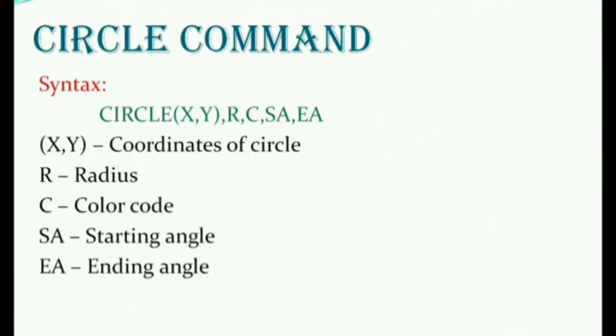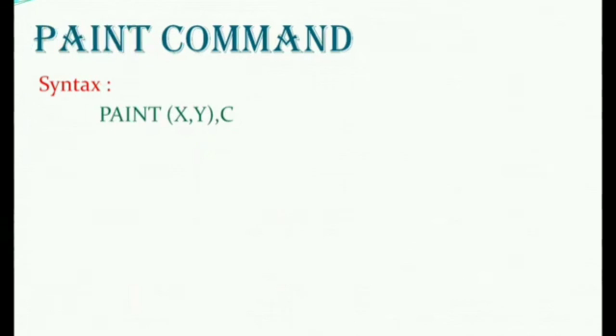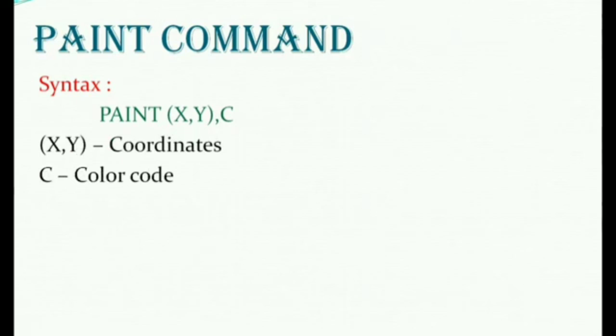Our third command is the paint command. The paint command is used to fill an area with the specified color. The syntax of the paint command is PAINT in brackets X and Y, after that C. X and Y are the coordinates which tell the computer where to start the color fill. And C stands for the color code. We can mention the color for filling that particular shape. So these are the various commands that we have studied.